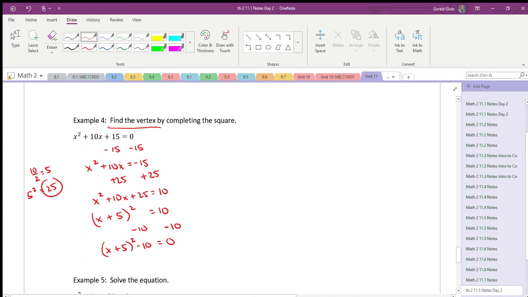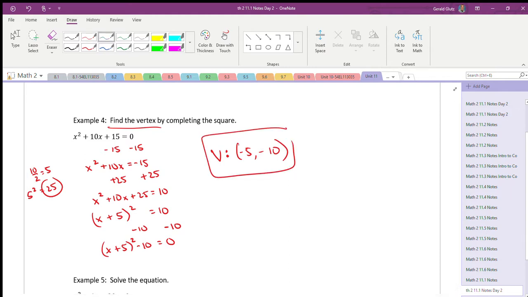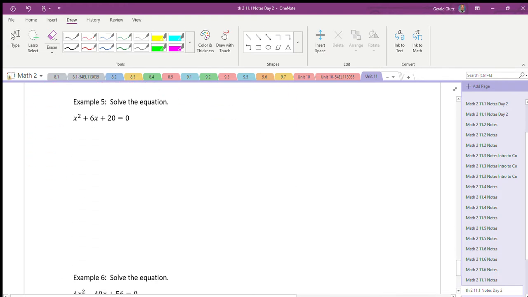So now it's pretty easy to see that the vertex is this number with the opposite sign. So negative 5, comma negative 10. So I like finding the vertex this way because you don't have to do as much work as opposed to solving. So like number 5, it says solve the equation.